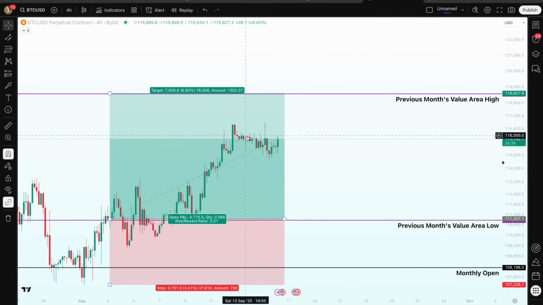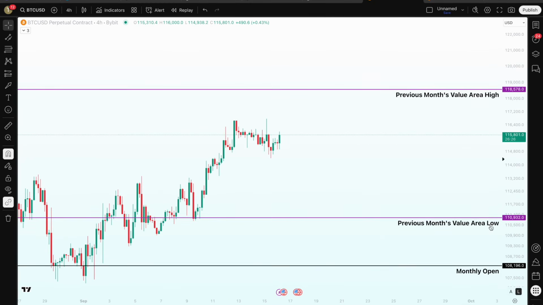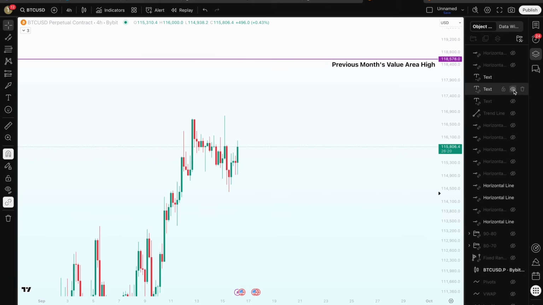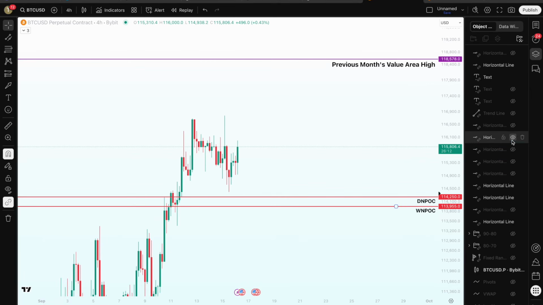Now, again, this probably will work, probably will go to the previous month's value area high and it will make money. I don't know, maybe it doesn't, but there's an 80% chance. But let's talk about what we have right now. Well, the levels that I'm currently watching are in this zone right here, and I'm going to quickly get them out.